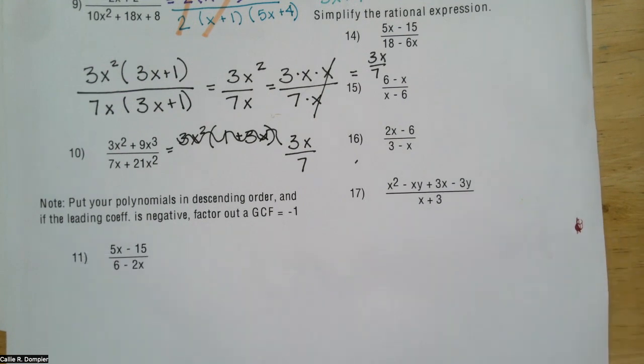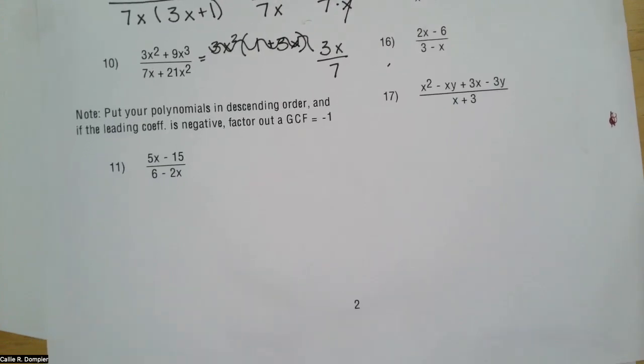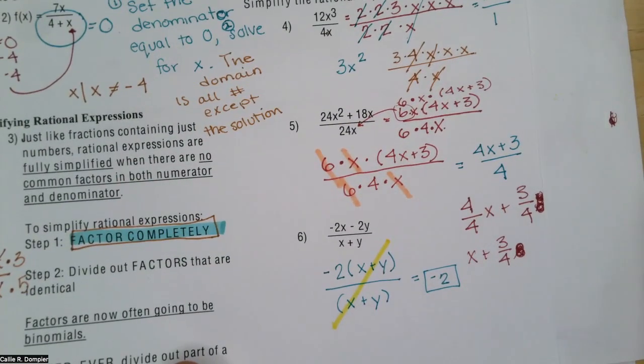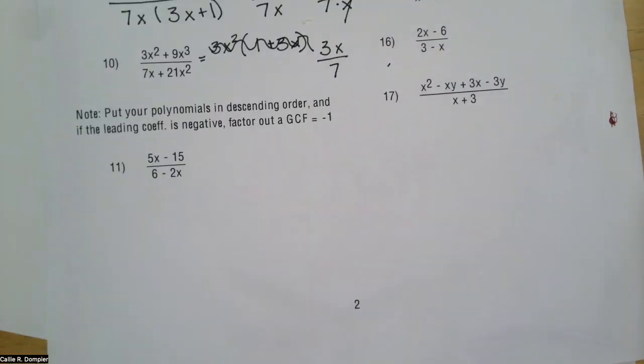Good? Okay. Number 11, put your polynomials in descending order, and if the leading coefficient is negative, factor out the greatest common factor of -1. So this is what I meant back on number 6 when I was like, oh, let's factor out a -1, but we factored out a -2 instead, and it was way easier. Now we can factor out a -1, okay?